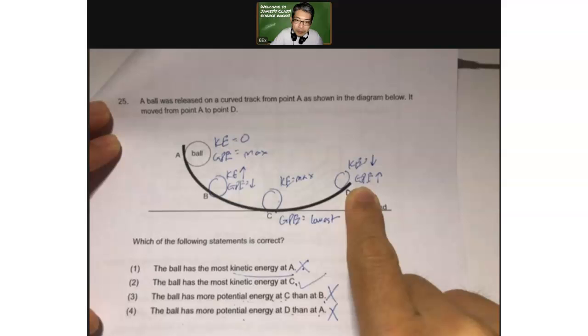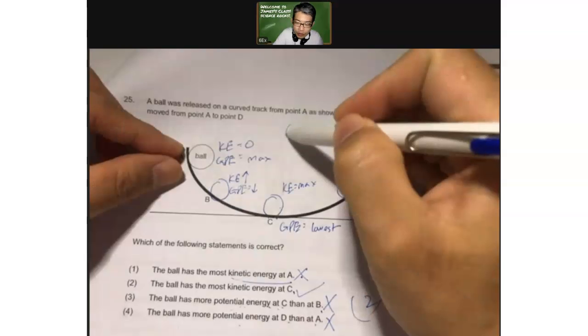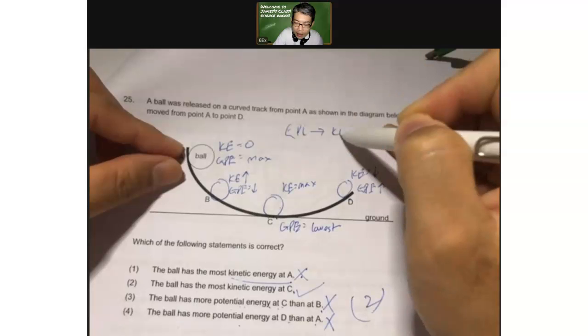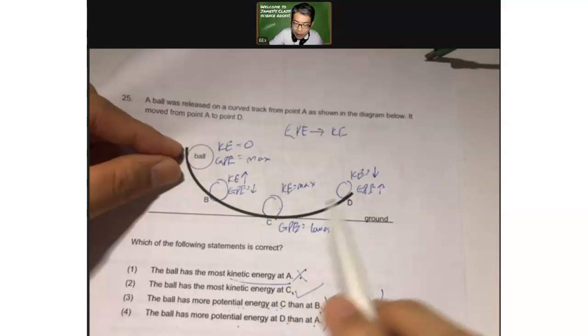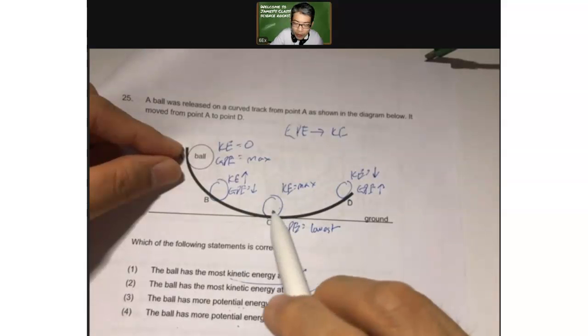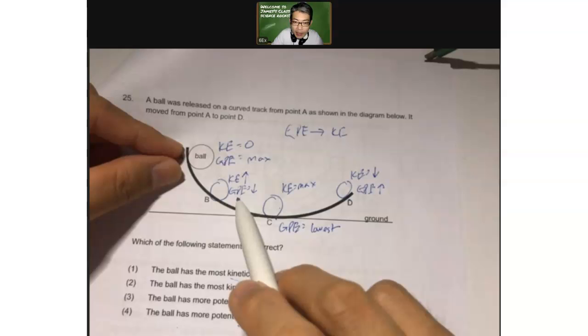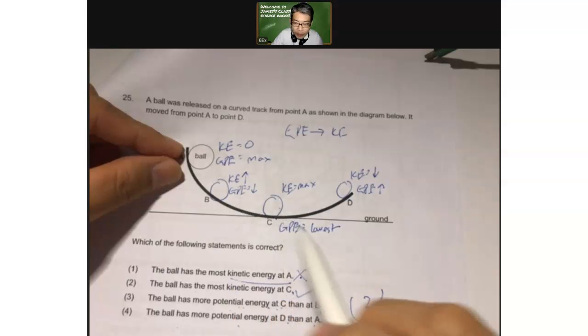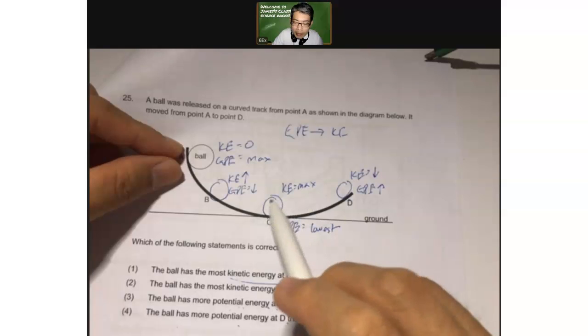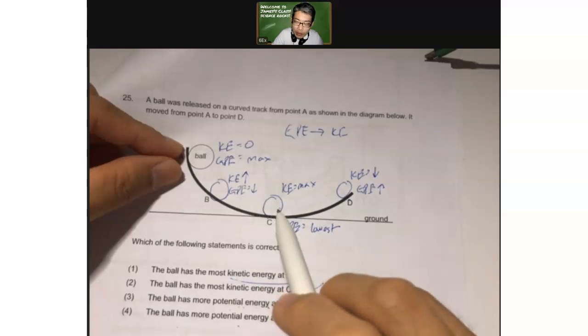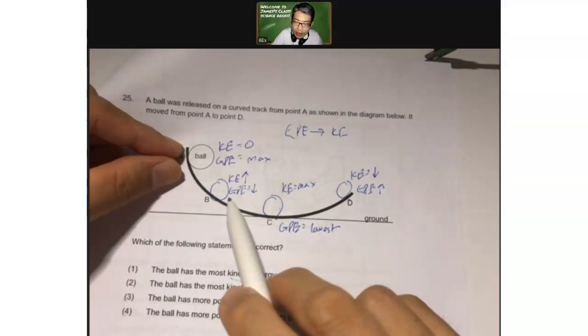As it rolls down, the GPE is converted to KE, right? GPE converted to KE of the moving ball. And so the GPE will start to decrease and KE start to increase. This is the lowest point on this curved track. The lowest point means the GPE cannot go any lower. It's at the lowest or the minimum. And KE will be at the maximum here. It regains as much KE as possible from the GPE of the ball.